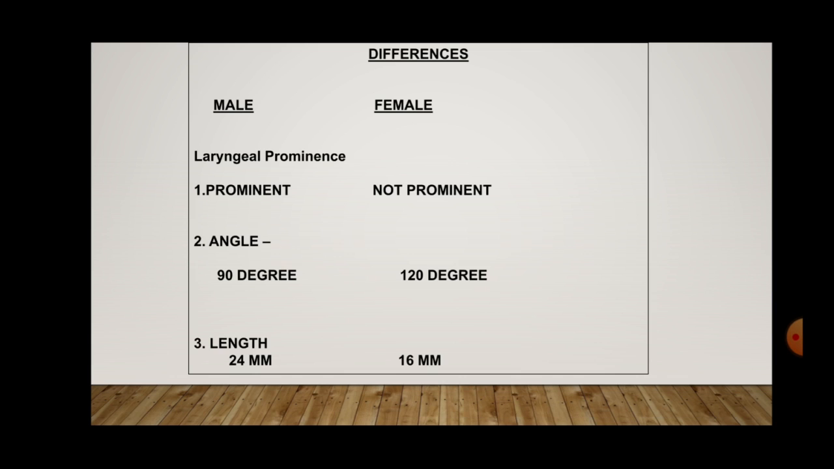That angle is decreased in males, so that's why it's more prominent in males. That angle is 90 degrees in male and 120 degrees in female, and the length of the vocal cord also differs. It's 24 millimeter in male and 16 millimeter in female.